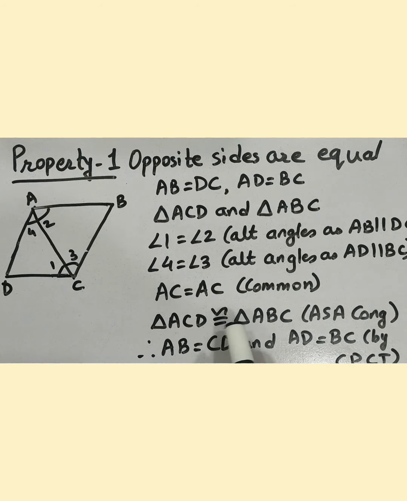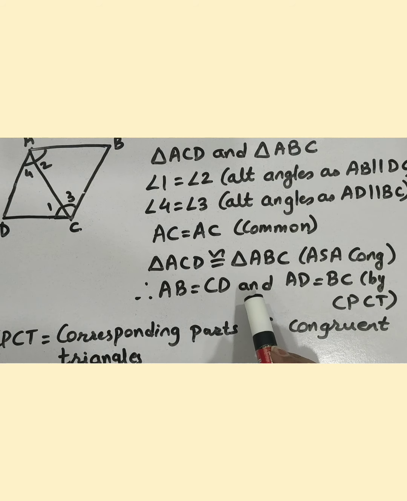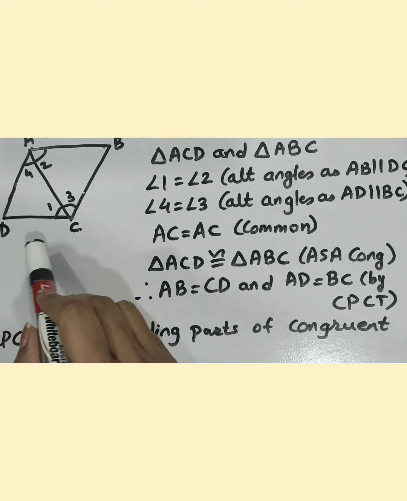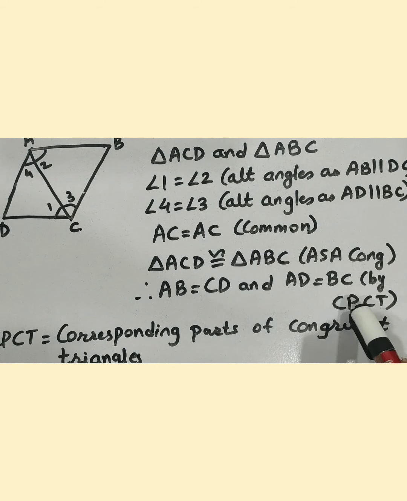So my triangle ACD will be congruent to triangle ABC according to the angle side angle congruence, which you have already done in the previous class. Therefore, I can write that AB is equal to CD and AD is equal to BC by CPCT. Now this CPCT, the full form of CPCT is corresponding parts of congruent triangles, which you have already done in 7th standard.